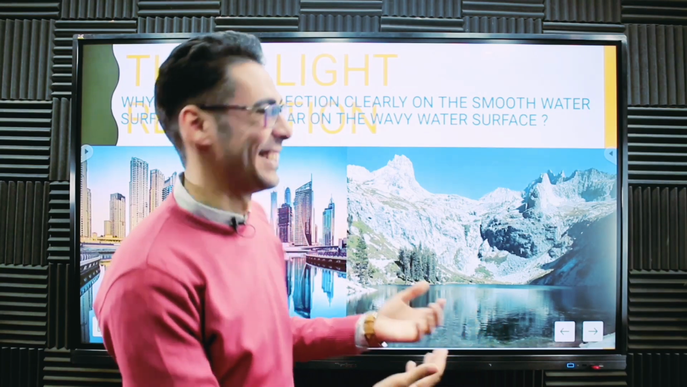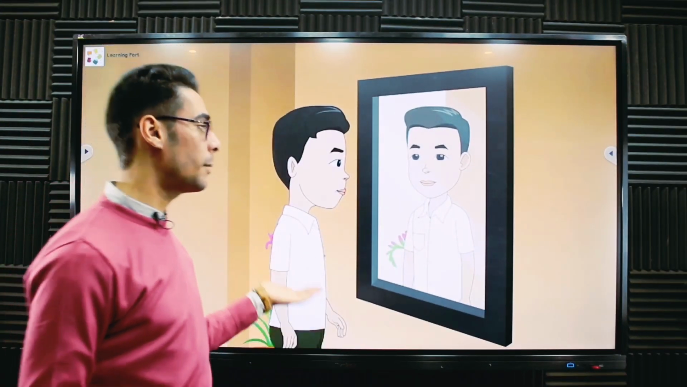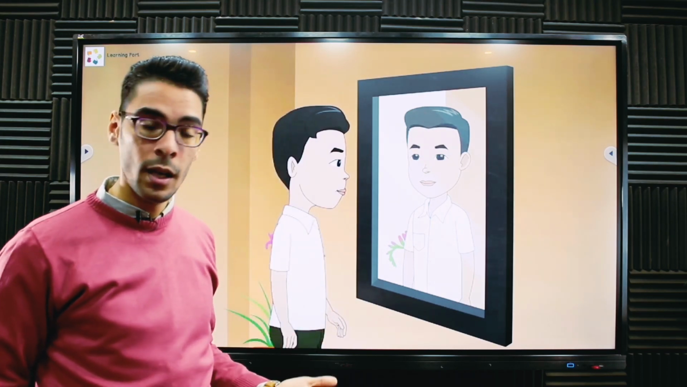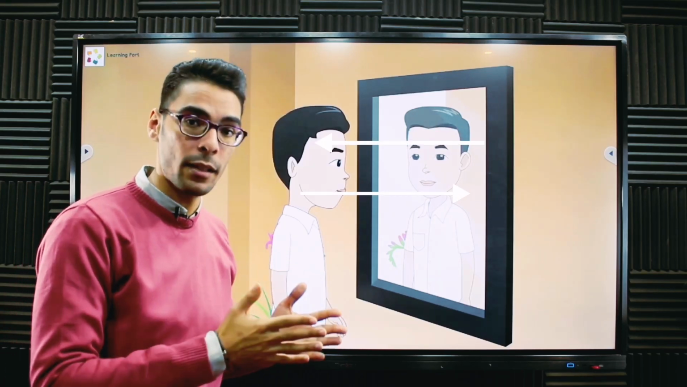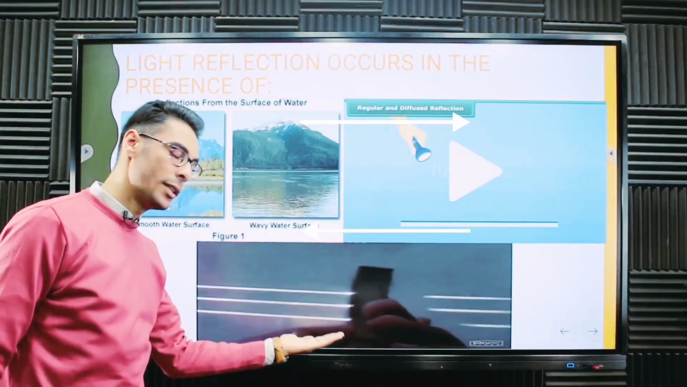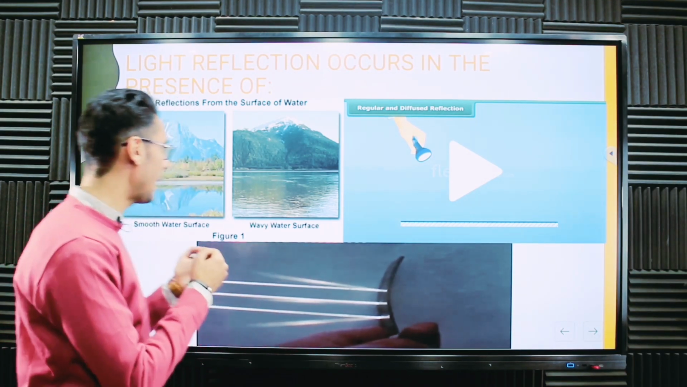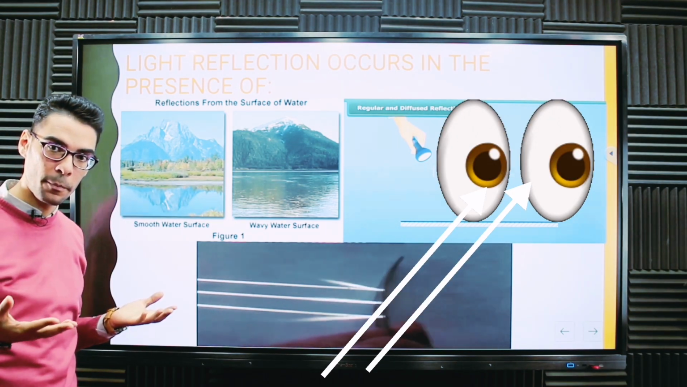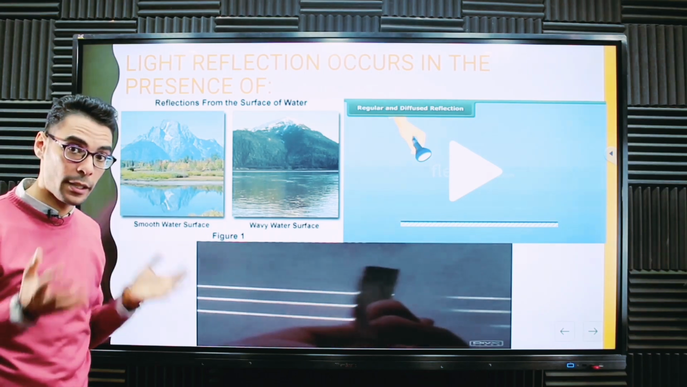I'm going to explain. The regular light reflection happens when you stand in front of a smooth surface like this, like the mirror. It reflects all light rays in the same direction with the same angle, like this. Look here, you can find all light rays are reflecting back like this in the same direction with the same angle. That means you can see the reflection of the image very clearly.